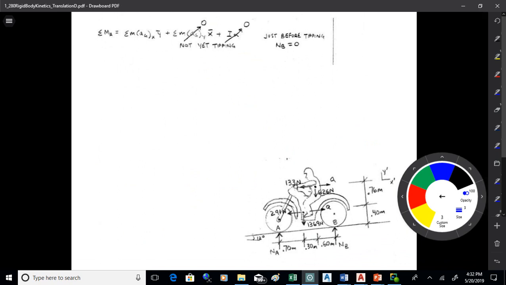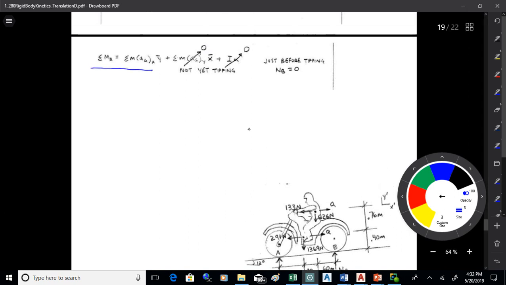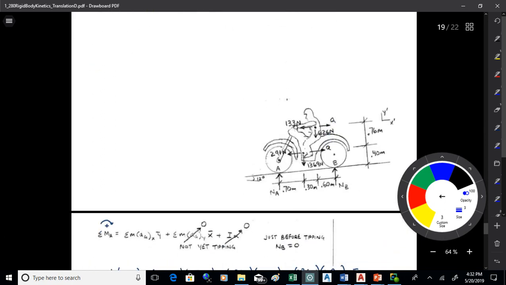So let's go sum of M_A is equal to M·AGX·Y bar. So let's go ahead and do that. So what's the sum of moments about A? What are we going to put in there? That's going to be the forces, right? So that normal at B will be 0.